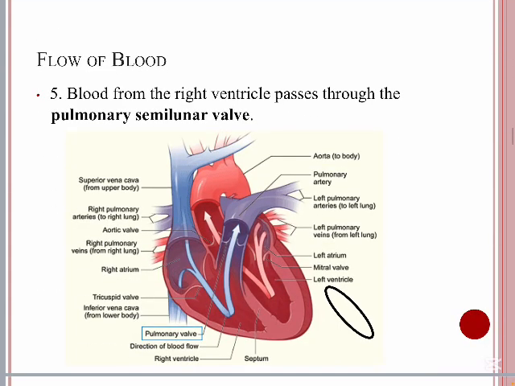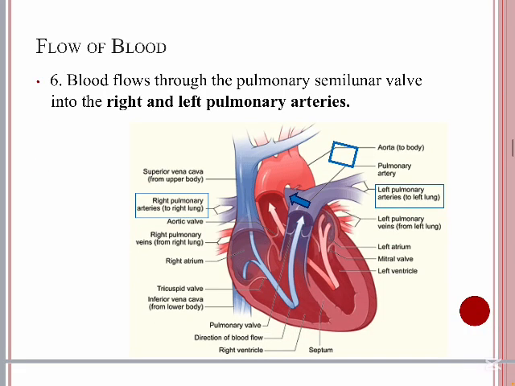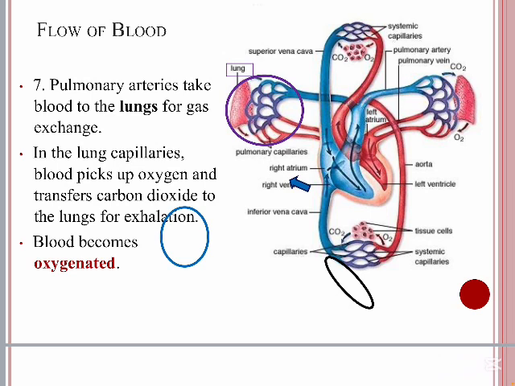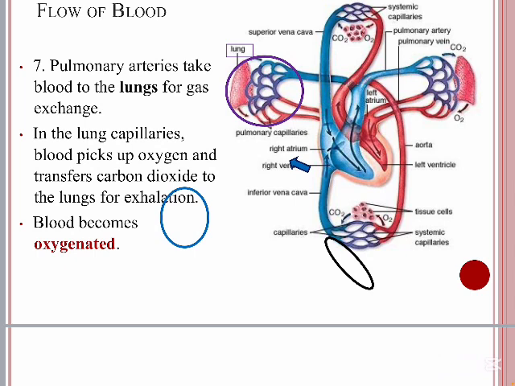Number 5, blood from the right ventricle passes through the pulmonary semilunar valve. Number 6, blood flows through the pulmonary semilunar valve into the right and left pulmonary arteries. Number 7, pulmonary arteries take blood to the lungs for gas exchange. In the lung capillaries, blood picks up oxygen and transfers carbon dioxide to the lung for exhalation.